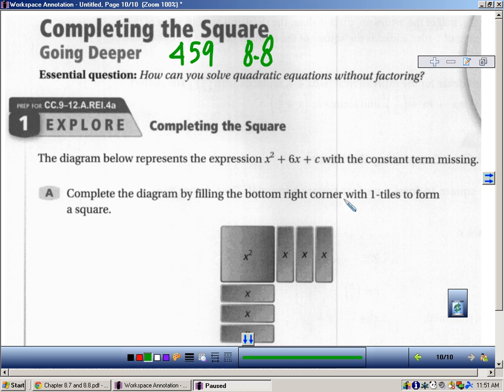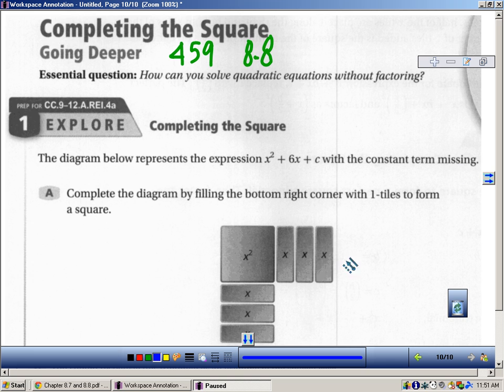A, complete the diagram by filling in the bottom right corner with 1 tiles to form a square. Those are the 1 by 1 tiles. So this is not a square. It is like an L shape of some sort, or a right turn. It's not a square yet. We're missing objects here. And so what we learned was that we can add these tiles to the shape to make it a square.